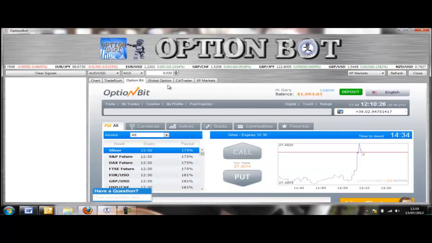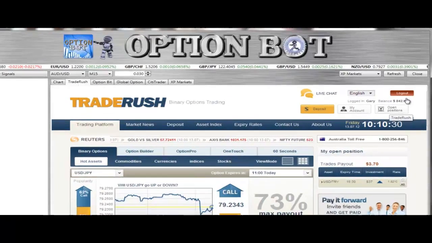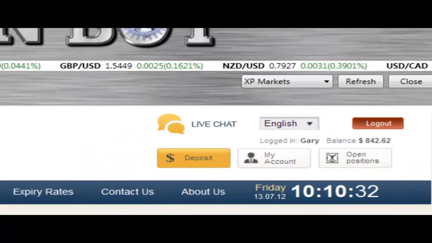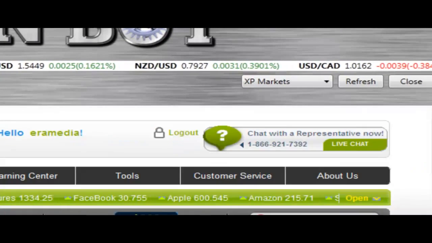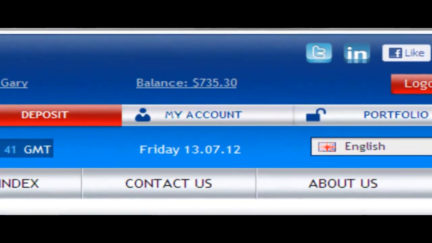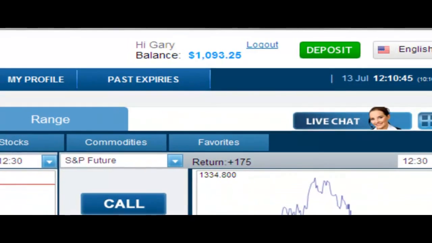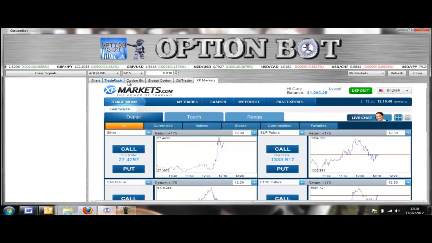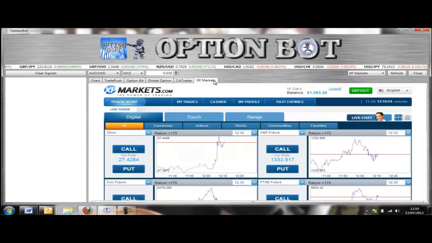This works by analyzing the pairs for upwards and downward movements over the last 15 minutes. And I have 5 platforms to trade on. As you can see, I have a balance of $842.62 with Trade Rush, a balance of $1,093.65 with OptionBit, a balance of $800 with Global Option, a balance of $735.30 with CityTrader, and finally a balance of $1,093.25 with XP Markets. That's a total across all 5 platforms of $4,564.82 in my trading balance.